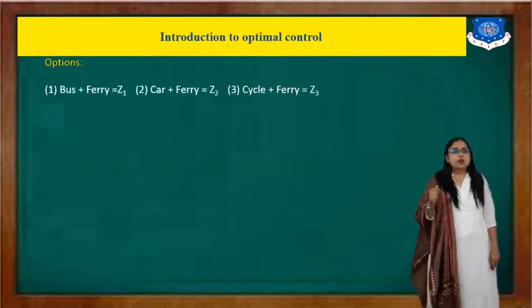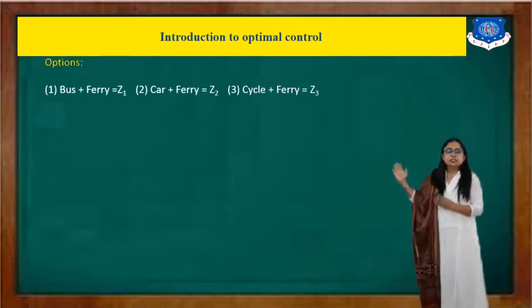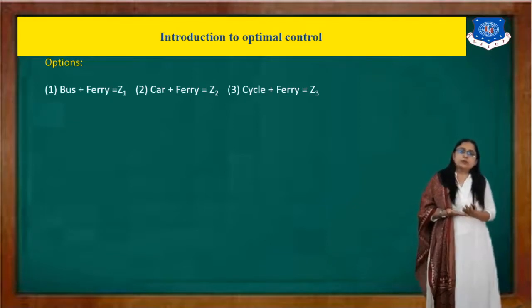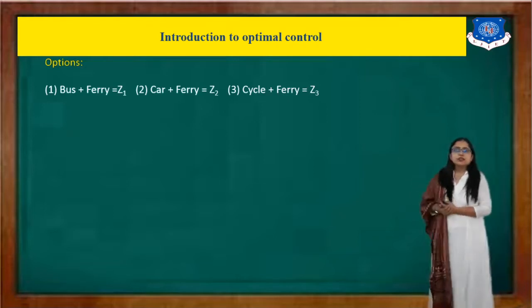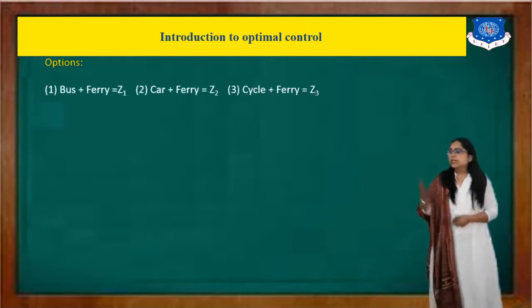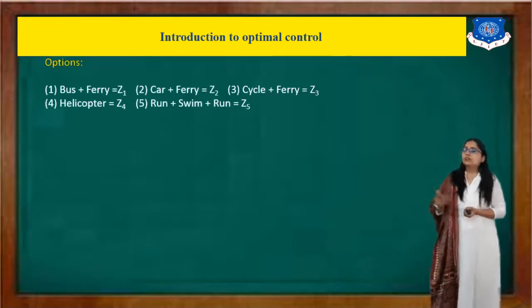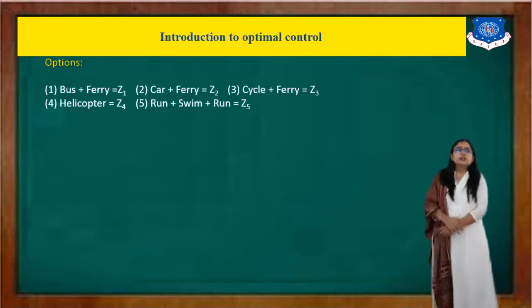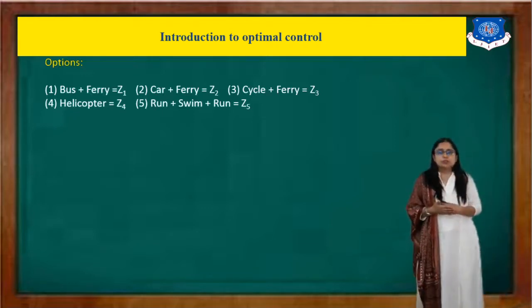So first option is what? We will take first bus and then ferry. That is our option Z1. This is our solution. Now second option, what can we take? We can take car plus ferry, because to cross the river we will use the ferry service, and this is our Z2. Now the third option will be the cycle plus ferry, that is Z3. Now the fourth one, you can take the helicopter, or the fifth one, that is run, and you just pass the river by swimming and then again run, that is our Z5. So these are the possible options. First you have to list out all the options.